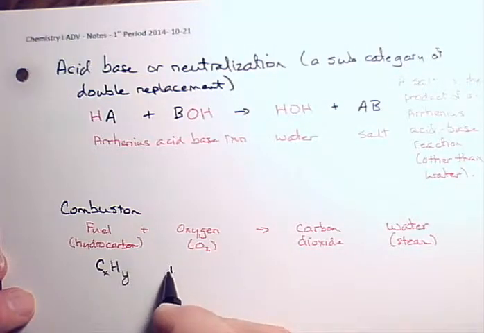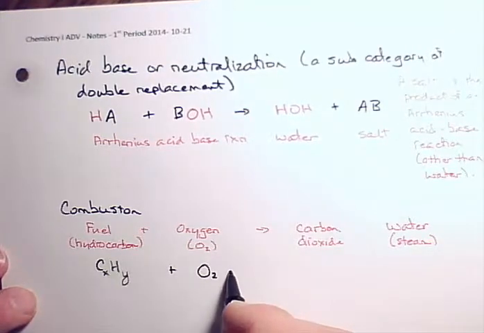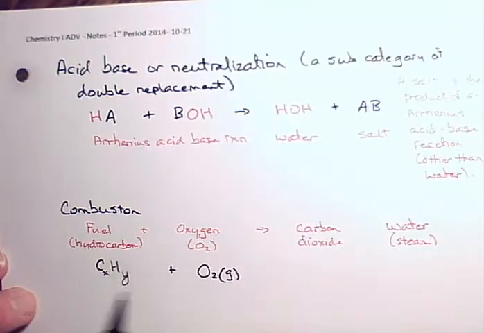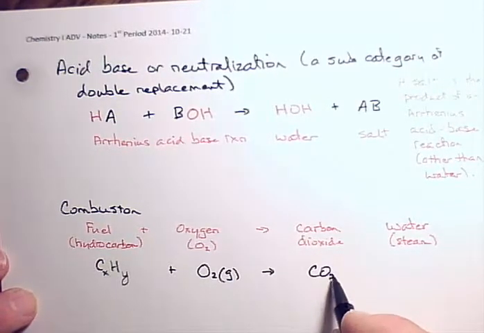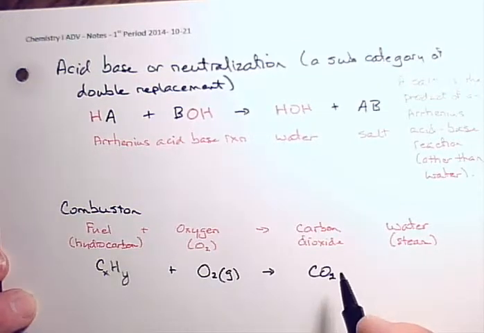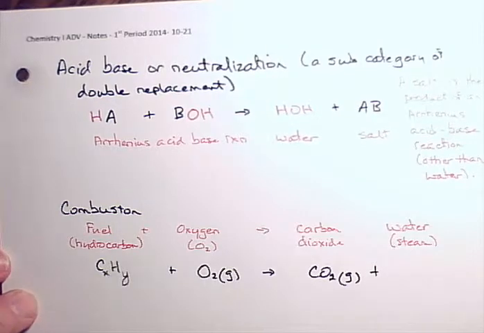And then we're going to put it together with oxygen, O2. And oxygen is always going to be in the form of a gas, so we're going to say G here for gas in parentheses. And we're always going to get carbon dioxide. And at the temperatures and pressures we're working with, carbon dioxide is also going to be a gas. And because of the heat generated in the reaction, the water is also going to come out as a gas.